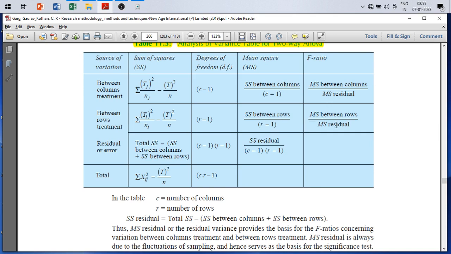We are having two F ratios because there are two factors. It may be that both factors are important, or maybe just one factor is important. So we have two F ratios here, and then we will compare both of these F ratios with the critical value from the table. So that is how this two-way ANOVA is done when we don't have repeated values.